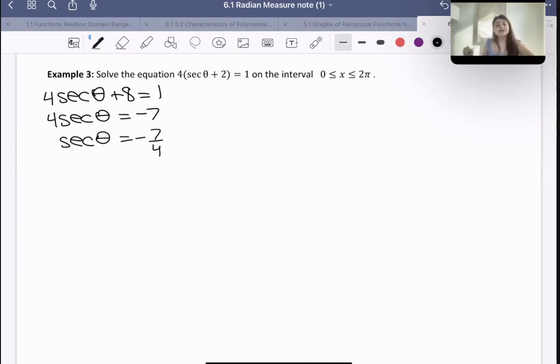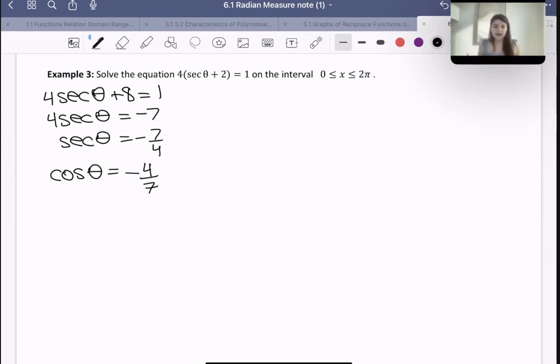Now, what is secant theta again? Well, secant theta is the reciprocal of cosine, right? So that means that cosine theta would be the reciprocal here, which would be negative 4 over 7, not to be confused with the negative reciprocal. We don't need to add an extra negative. That's just for slopes and finding the perpendicular slope. So that's separate, but that is a common mistake I see students making. This is just the reciprocal, where we just flip the numbers. We don't do anything with the signs.